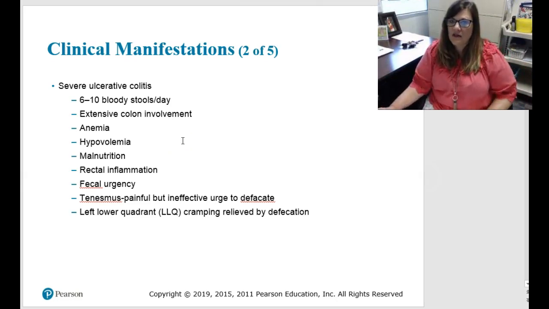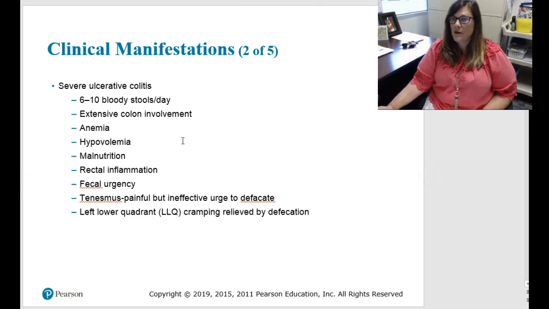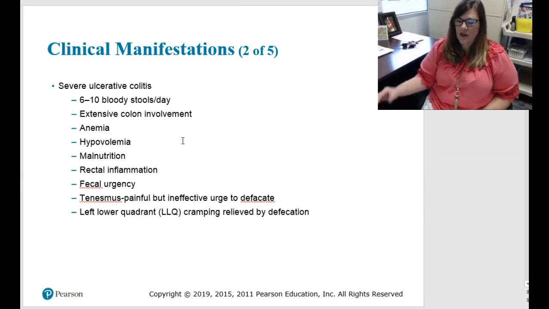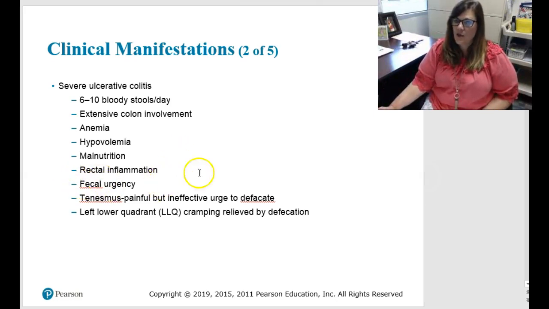With severe ulcerative colitis, you can have 6 to 10 bloody stools a day, lots of involvement with the colon, anemia, of course, from losing the blood, hypovolemia from losing fluids, all that loss, malnutrition, rectal inflammation, of course, fecal urgency, and that is pretty distinctive. Tenesmus is when they have this painful but ineffective urge to defecate. And then left lower quadrant cramping relieved by defecation.